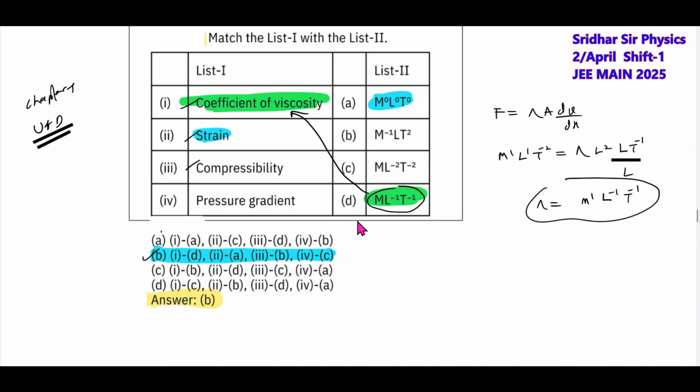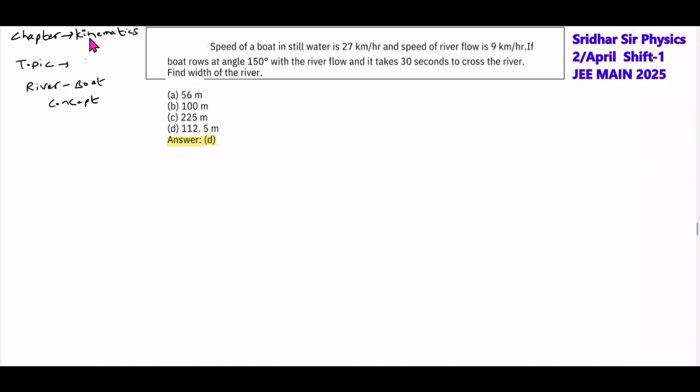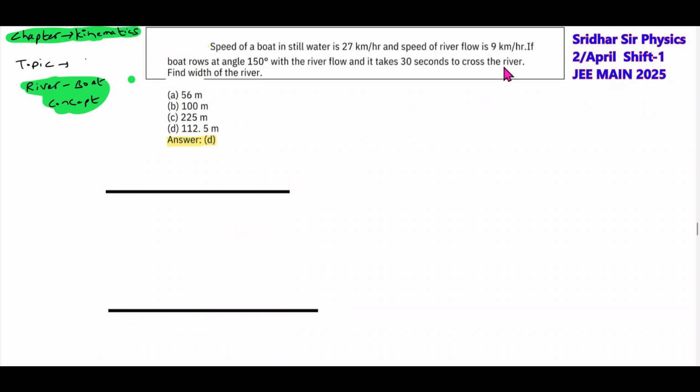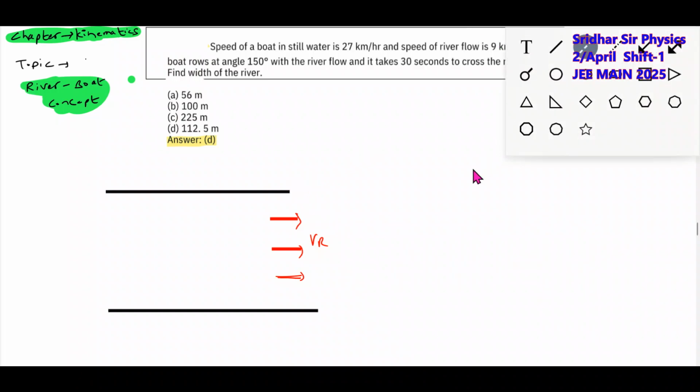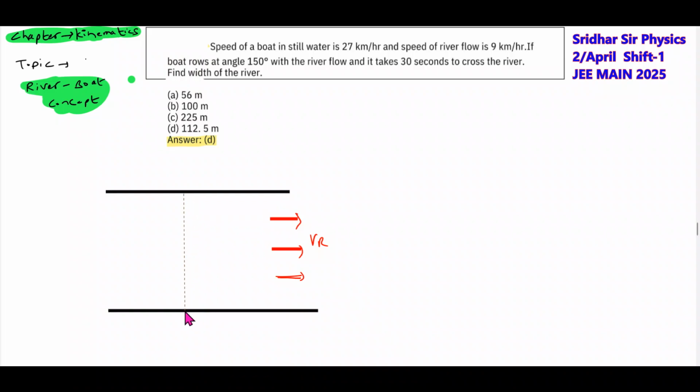So we'll take the next question. The chapter name is kinematics and the topic name is the riverboat concept. Okay, fine. What we have here is a river bank. The river is flowing towards the right. There's a direction of flow of the river. We are assuming VR. Then we will choose some reference lines for our convenience.